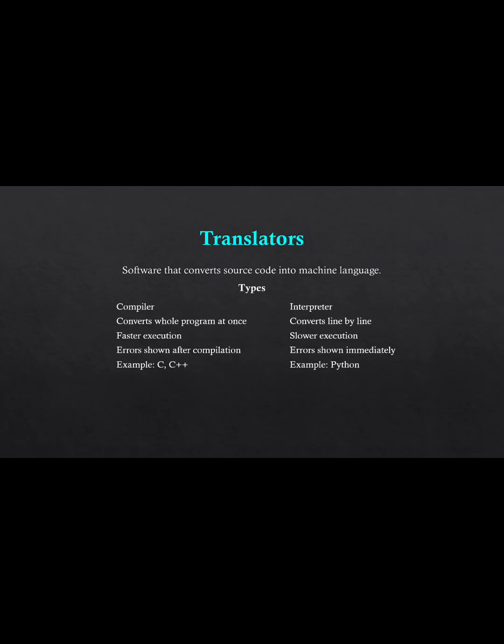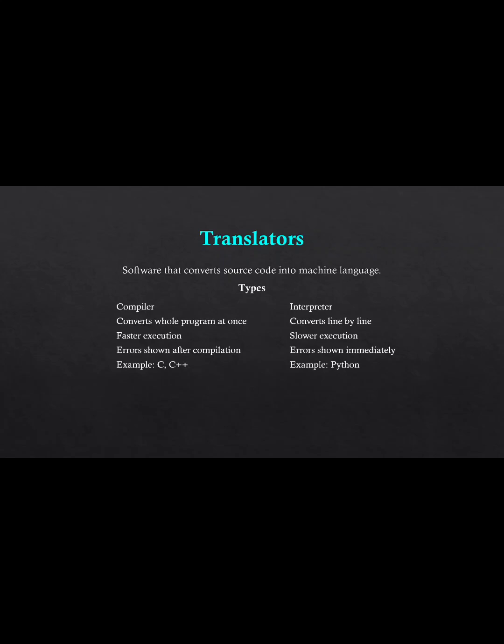Now, there are two types of translators. One is a compiler and the other is an interpreter. Both do the work of translation only, but the way they translate is where they differ from each other. The compiler converts the whole program entirely at once and shows us the errors at the end of the compilation, due to which there is a faster execution. This is generally used by C, C++, Java.